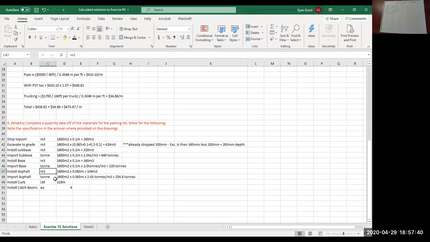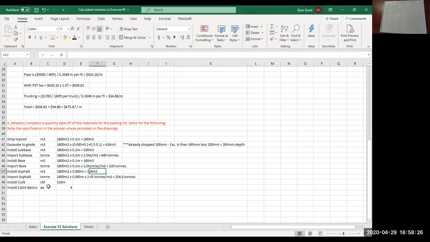The asphalt in cubic meters: again, the 1600 square meter area multiplied by the thickness of the asphalt. From the cross section, you're told it's 65 millimeters, which expressed in meters is 0.065 meters. Multiply those out, you get 104 cubic meters. The asphalt, so the tons that you're purchasing: 104 cubic meters times the density conversion, 2.45, gives you about 255 tons of asphalt.